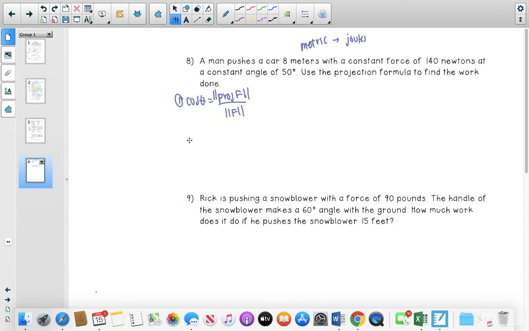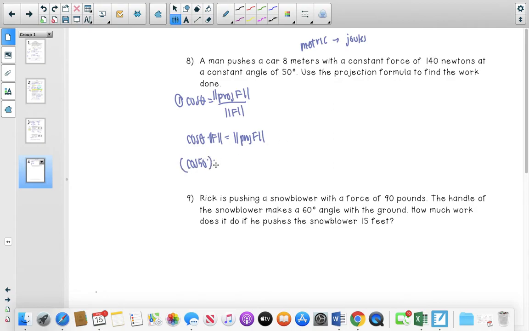So if we were to multiply this over, it would say cosine of theta times the force is going to give you the projection formula, correct? So then we can fill out the information we actually have because we don't have this information. We're trying to find it. So the angle given to us is the 50. That's not in your unit circle, so you have to calculate that. And the force is right here, the 140.